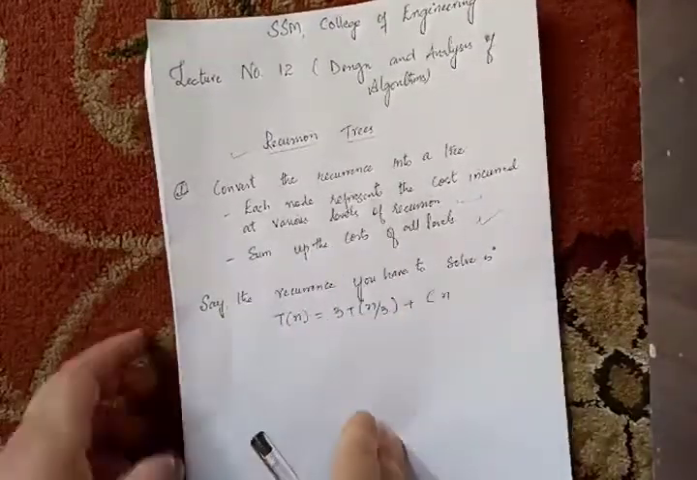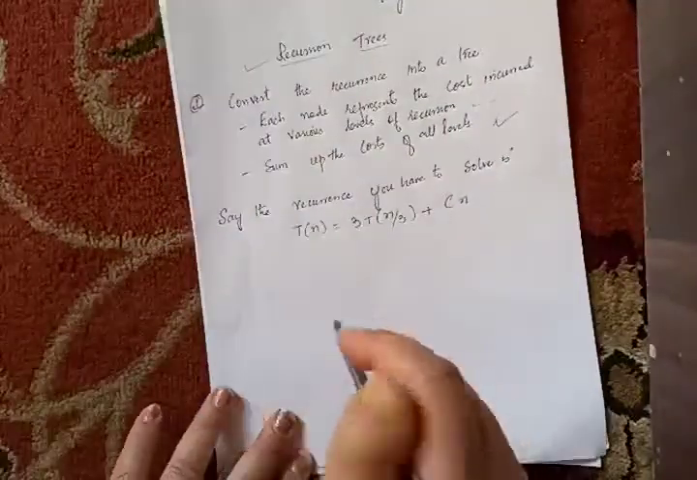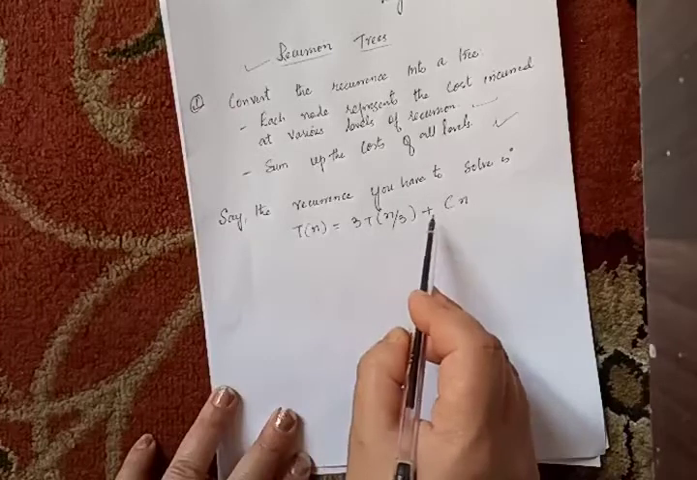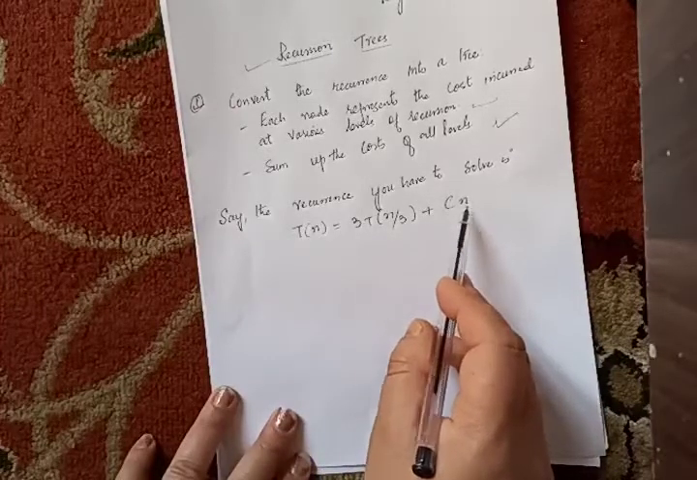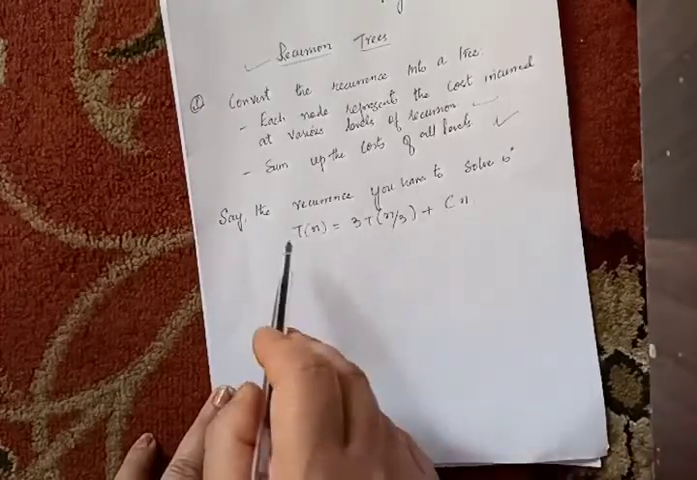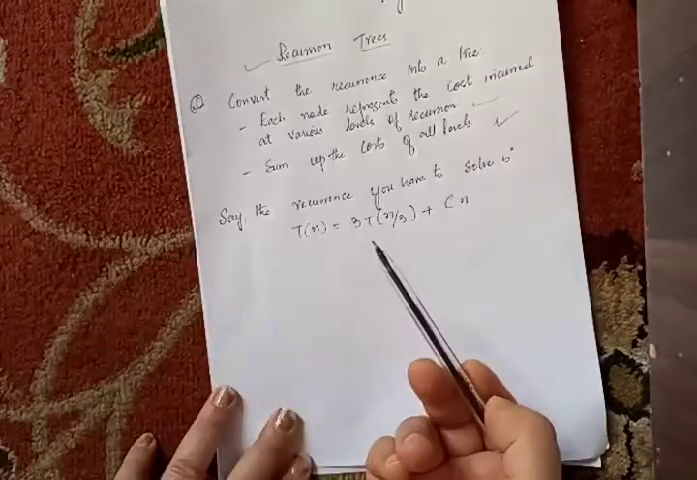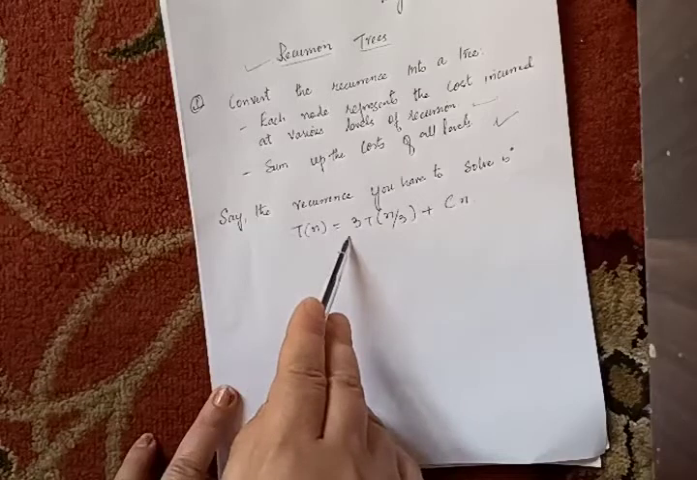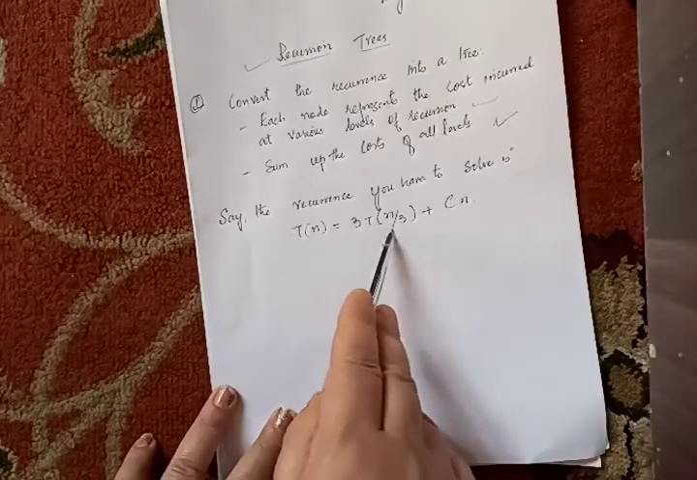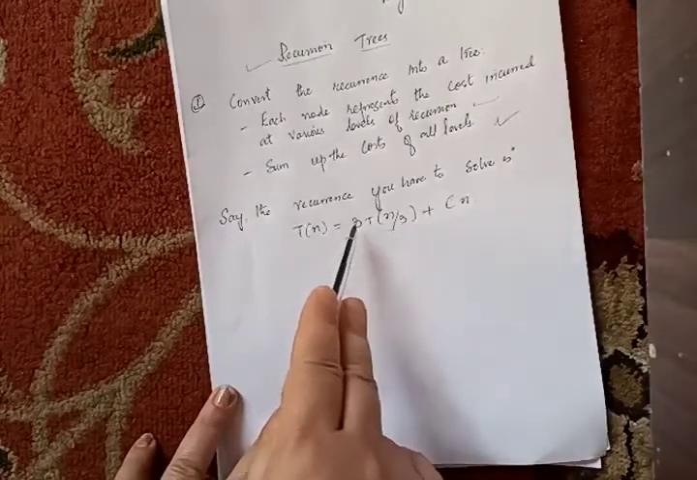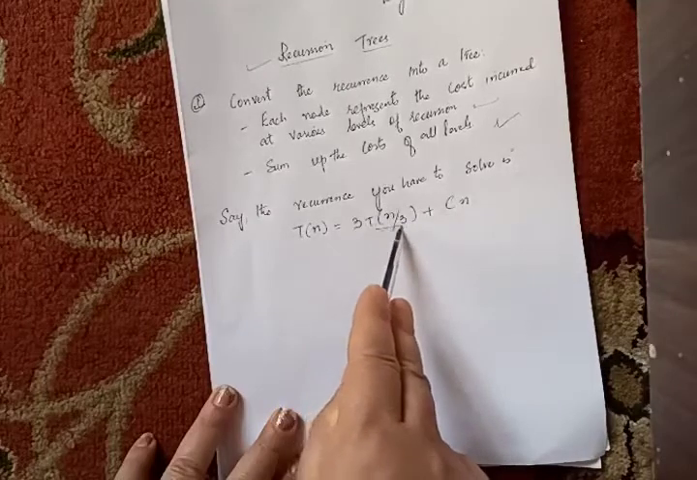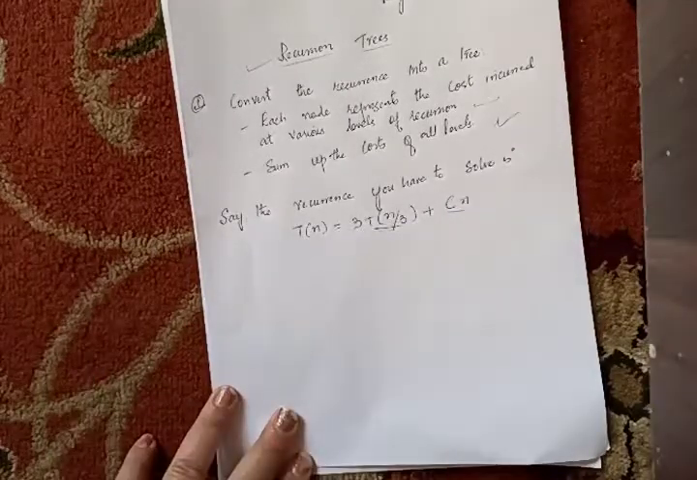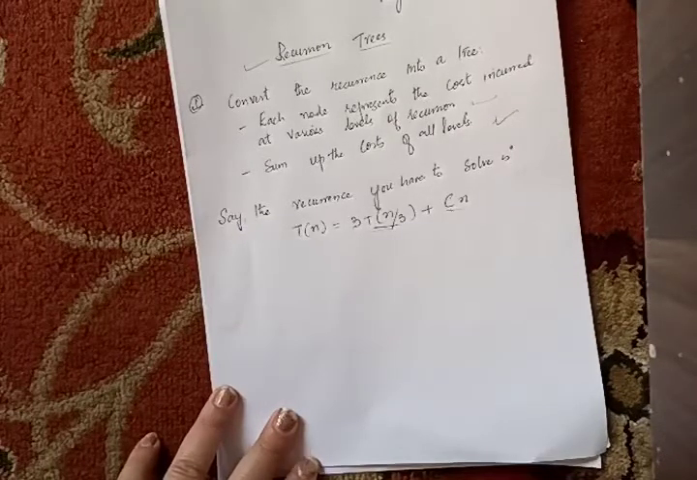Say the recurrence which we have to solve is this: T(n) = 3T(n/3) + a constant amount of time. That means this is the recurrence of a problem whose time complexity on input size n is that the problem is divided into 3 subproblems, each of size n/3, plus it does some constant amount of work. How can we build a recursion tree and solve this?